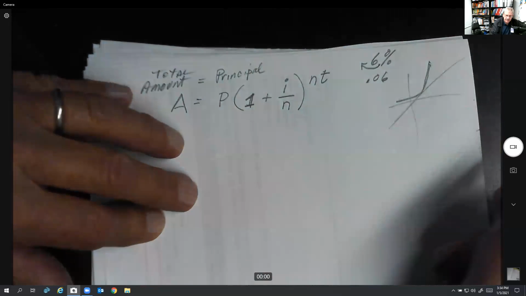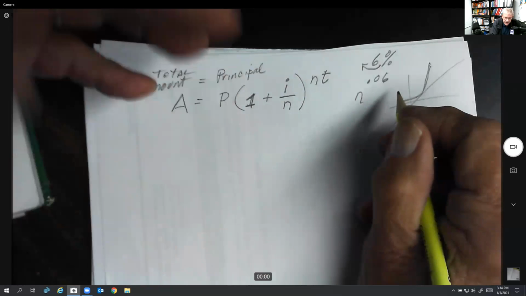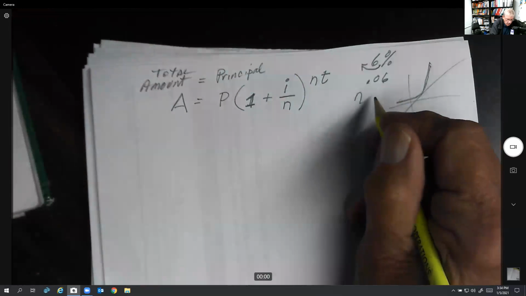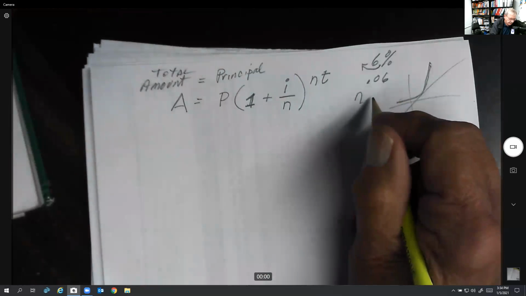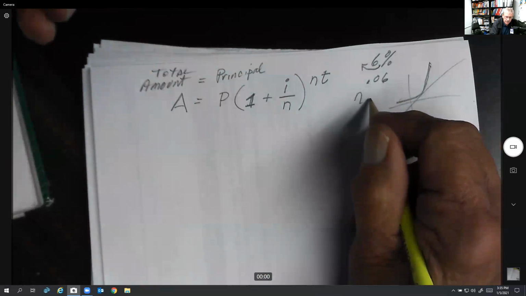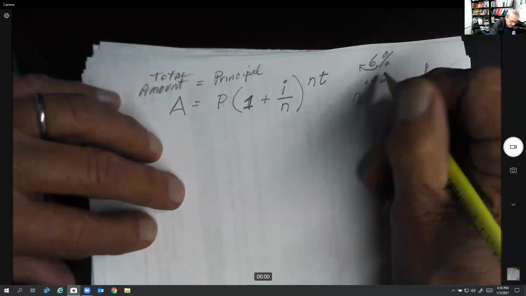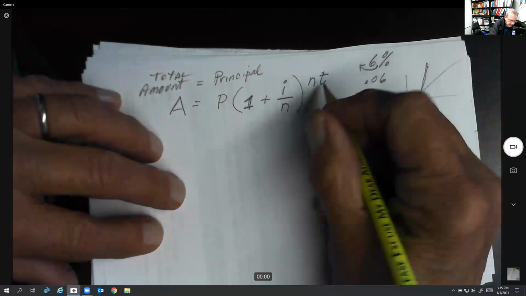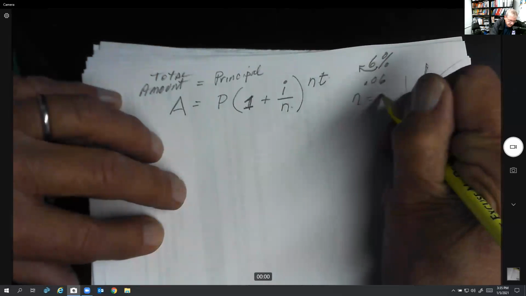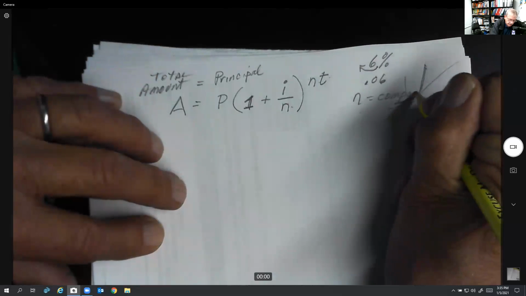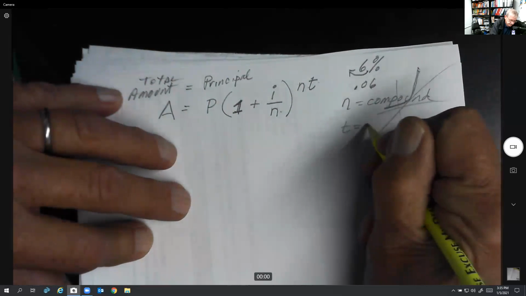N is the number of times it's compounded. So if something is compounded 1 time, once a year, it would be 1. If it's compounded every 6 months, then that's 2. If it's compounded quarterly, that's 4. Monthly would be 12, and so on. So N is the number of compounds. And this N and this N are the same. And then T is the number of years.